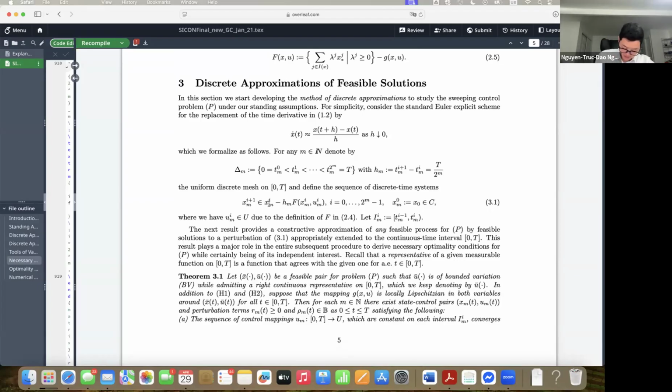Actually, for this one, let me write on the screen. By the way, please feel free to stop me anytime if you have any question, okay? I'm going to write on the screen. Let me change to another color. You have x_{i+1} minus x_i, divided by h. I will not write m because we understand that there will be the m for the index. It belongs to capital F of x_i^m, u_i^m.